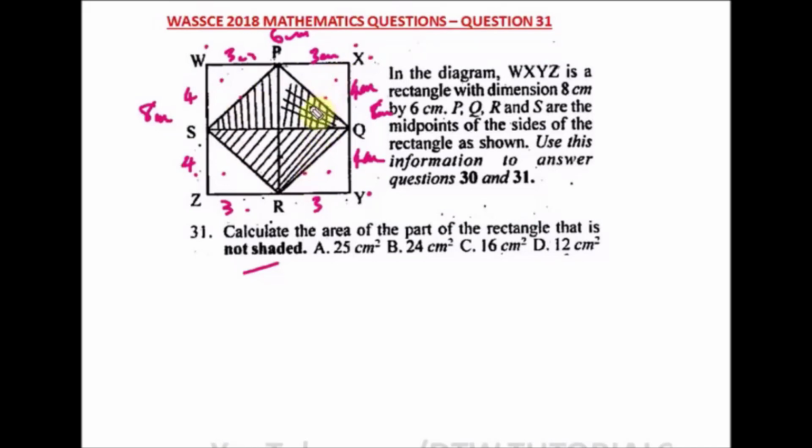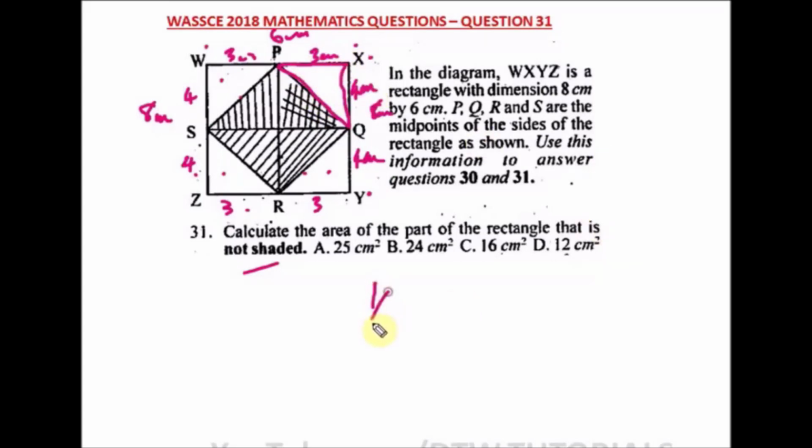Okay, all right, so all we need to do is just find one side, then multiply by 4. Since we know this side is 3 centimeters and this side is 4 centimeters, and we're told to find the area of the part of the rectangle that is not shaded, and this area is a what? Triangle. We have 4 triangles here, so all we need to do is find the area of one triangle, then multiply by 4.